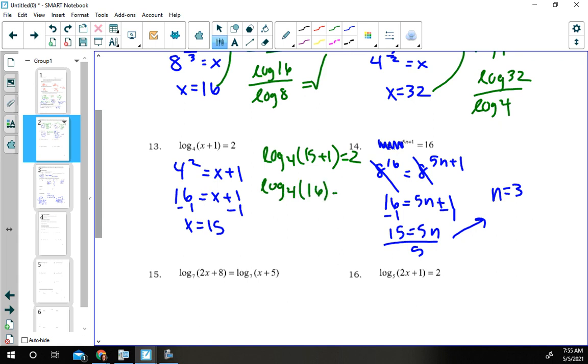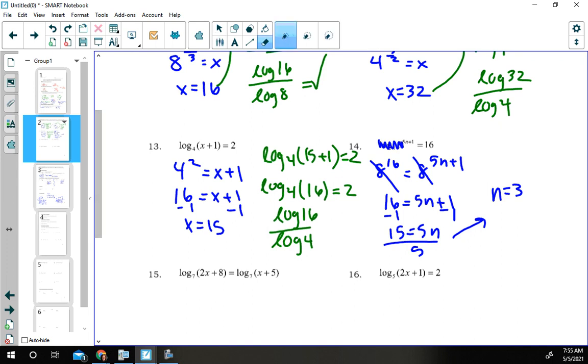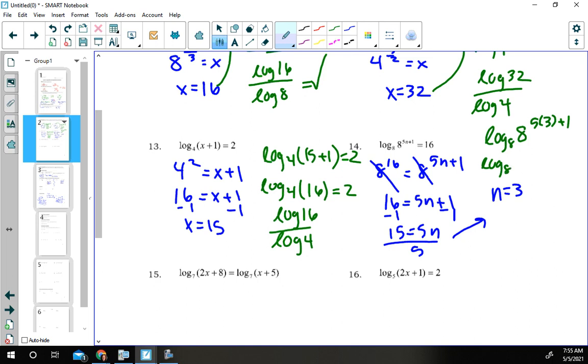15 plus 1 is 16. And then I would actually go through my change of base. If you do a lot of things with your change of base, sometimes it gets a little weird on your parentheses. Okay, so then my next one here, I've got log base 8 of 5 times 3 plus 1. So same thing, what I would do is simplify in here. 5 times 3 is 15 plus 1 is 16. So when I do my change of base, I have this over this.